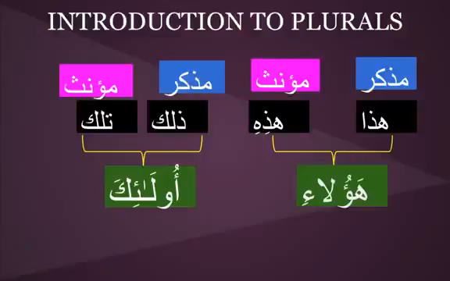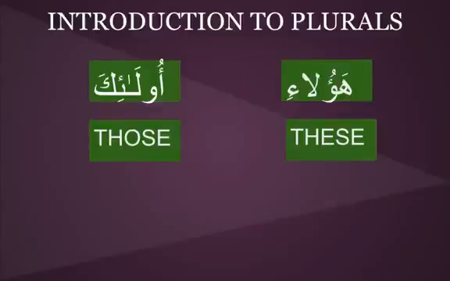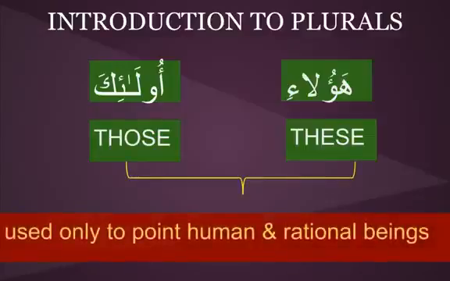هؤلاء means اسم الإشارة للجمع للقريب. It means these. هذا means this, and هؤلاء means these, and ذلك means that, and أولئك means those. And the speciality of these two demonstrative pronouns, or asma al-ishara, is that هؤلاء and أولئك are used only to point to humans or rational beings.